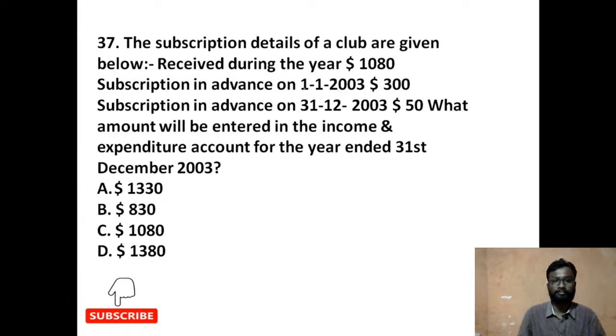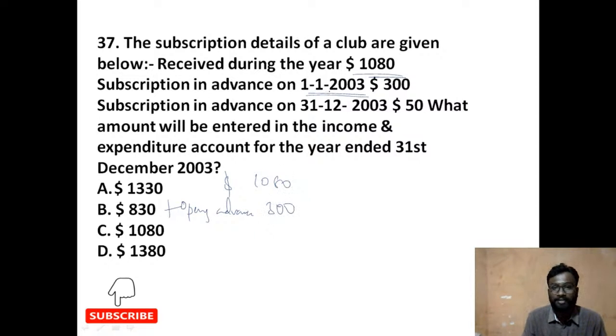See guys, try to understand. He has given the total amount that we have received as $1,080. Subscription received in advance on 1/1/2003 is the opening advance, so we have to add the opening advance, that is 300. And subscription received in advance on 31st December 2003, 50, we have to minus 50, since it is a closing advance, which is not related to the current year.